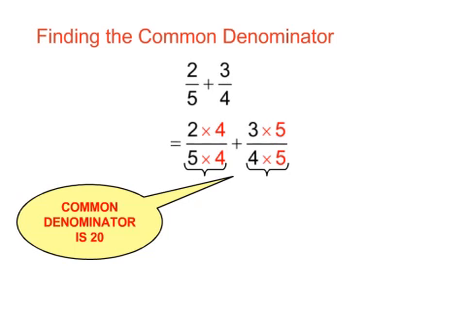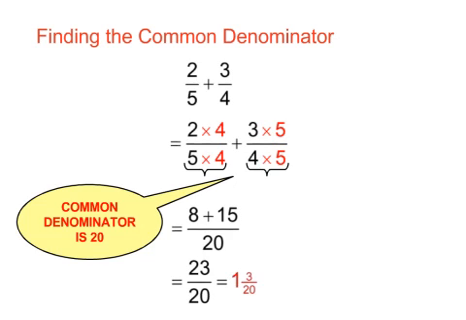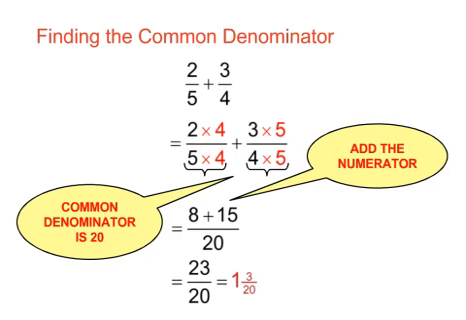3 times 5. In other words, we now have adding the 8 and the 15 to give us the answer for our numerator. So 8 plus 15 is 23. Divided by 20 will give us 1 3/20.